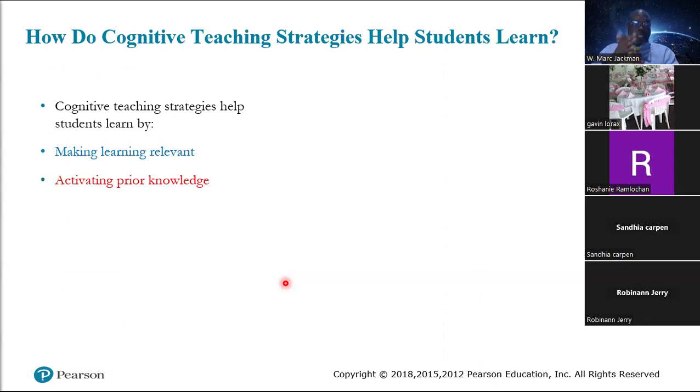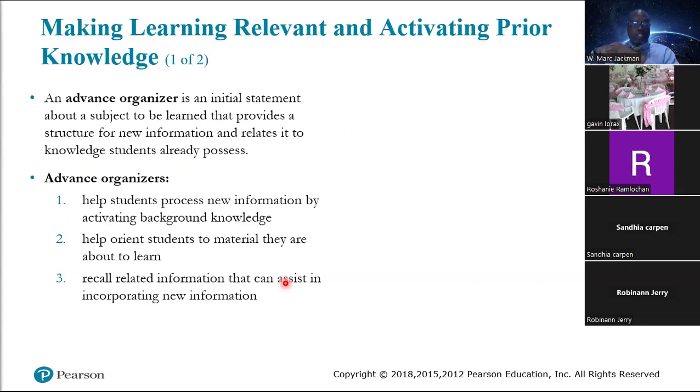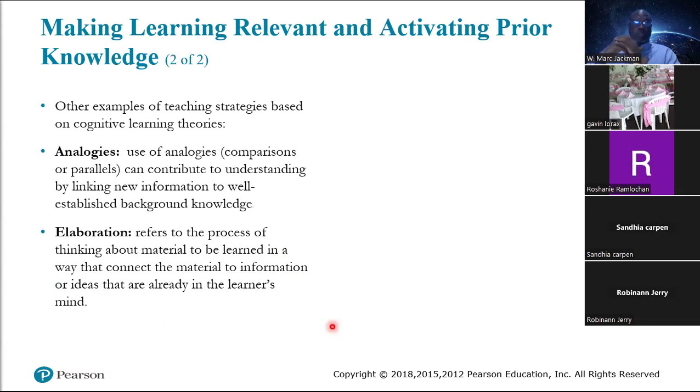Cognitive teaching strategies help by making learning relevant and by activating prior knowledge. The teacher can use an advance organizer to help map out the information being introduced, so that students are able to process new information by recalling the background knowledge they have on the topic. It can also orient the students about the material they're about to learn, and they can recall related information that can assist them in incorporating the new information.